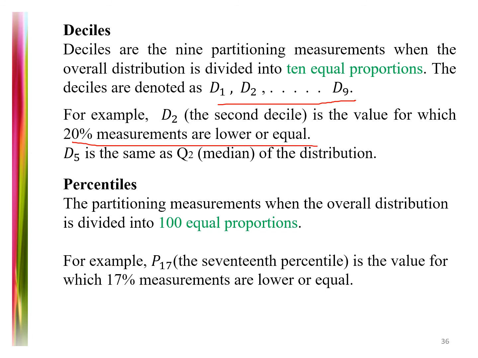Similarly, D5 means 50% of measurements are lower or equal. So actually that is equal to Q2. That's the median.